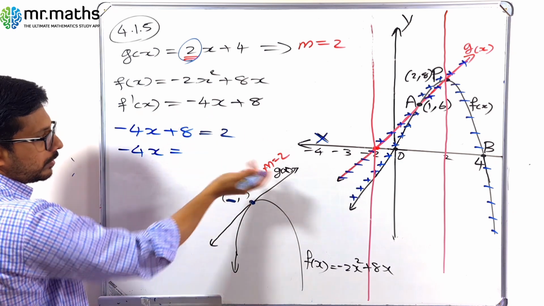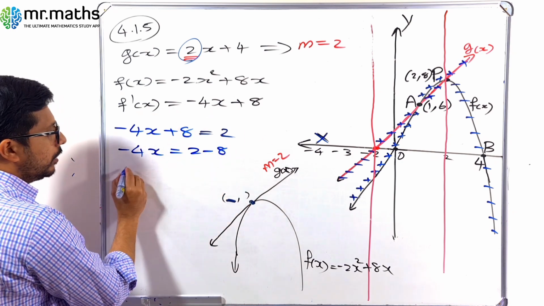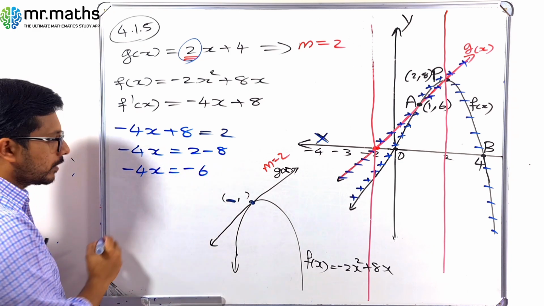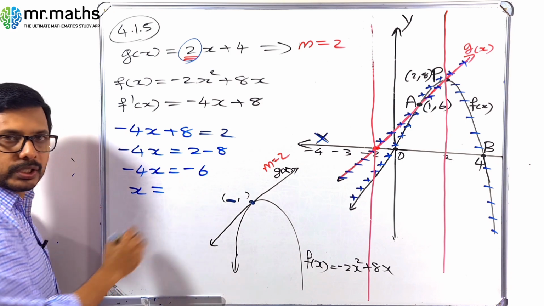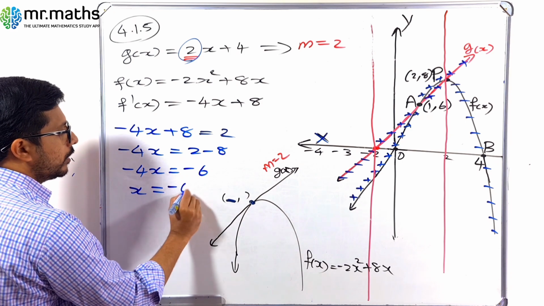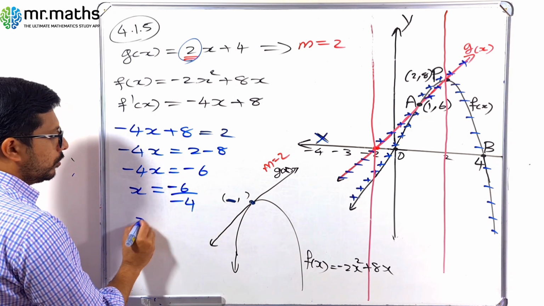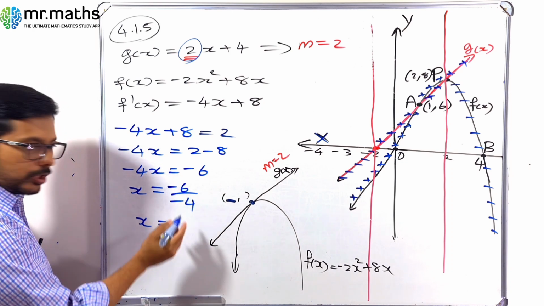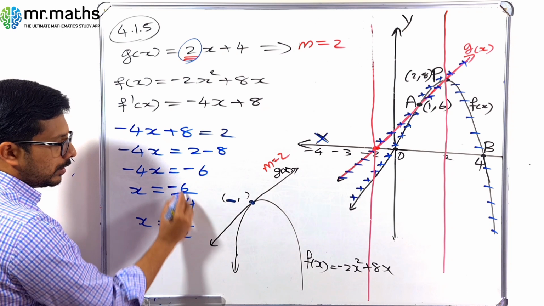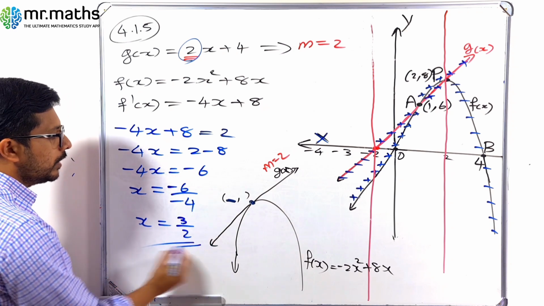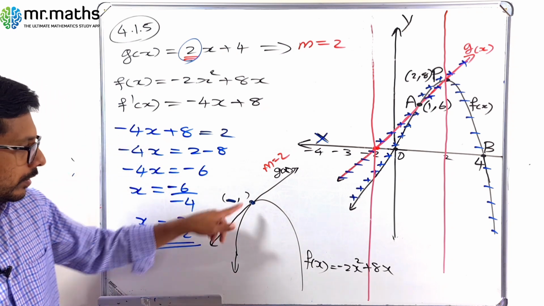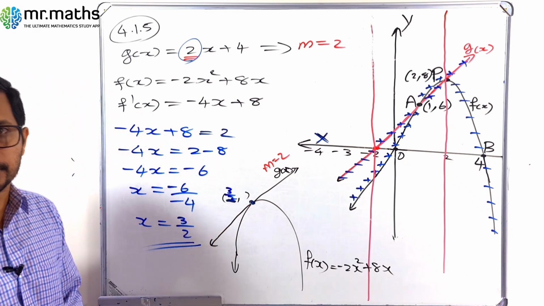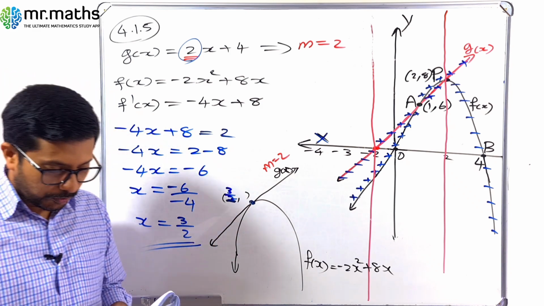Take this 8 to the other side, so it is 2 minus 8. So minus 4x is equal to 2 minus 8, which is minus 6. So what is x? Divide both sides by minus 4. So minus 6 divided by minus 4. So x is equal to, simplify this one. Negative by negative is positive. So it is 3 over 2. So the x value of this tangent is 3 over 2. Okay, so that is question number 4.1.5.